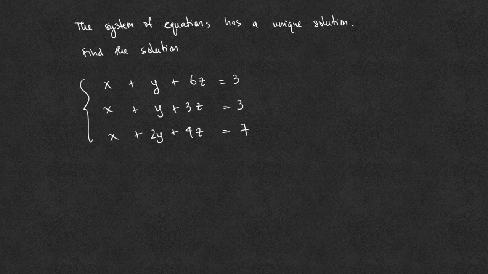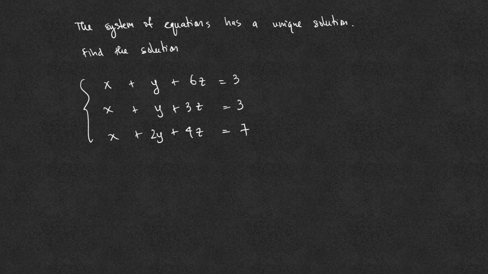The system of equations has a unique solution. Find the solution. x plus y plus 6z equals 3, x plus y plus 3z equals 3, and x plus 2y plus 4z equals 7.